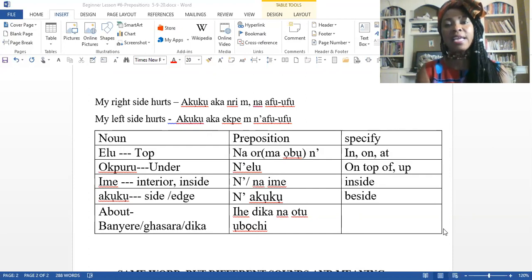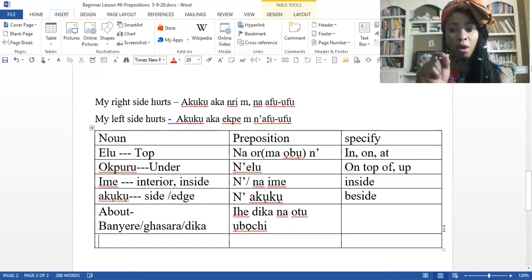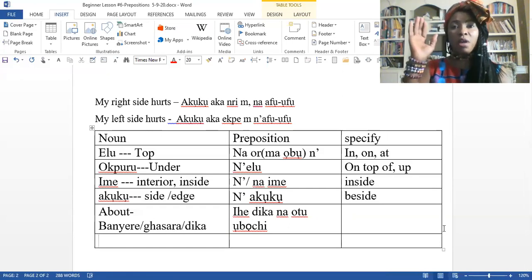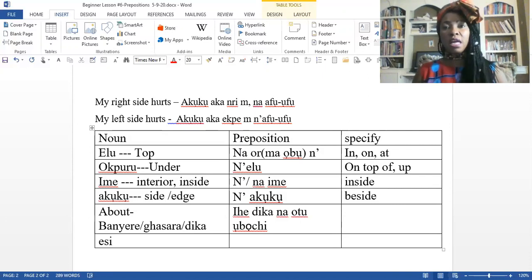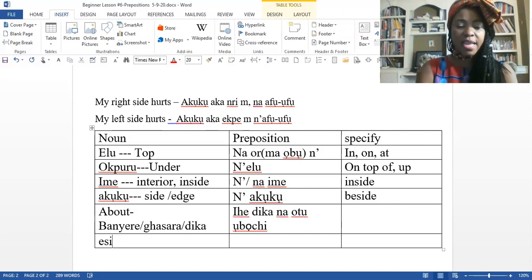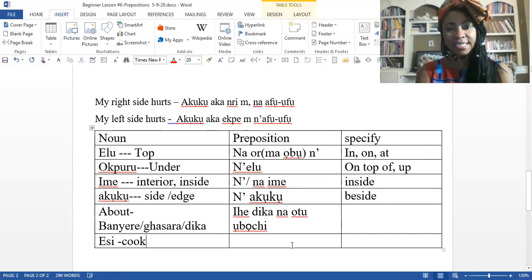So I would like somebody to, if you're about to talk, you can unmute yourself or you can raise your hand, then I unmute you if you don't know how to mute yourself. So let us use the word na esi. We're going to use verb stem here. Esi means cook. Okay? All right, we're gonna use it to make a sentence, but we're going to add a preposition.